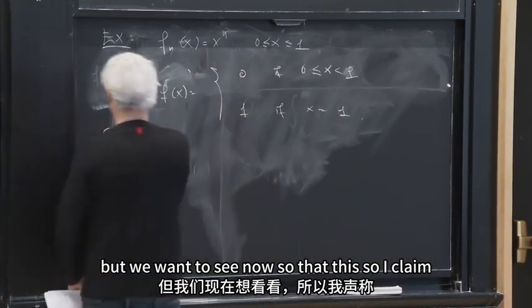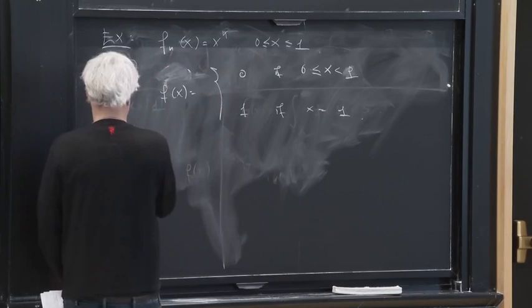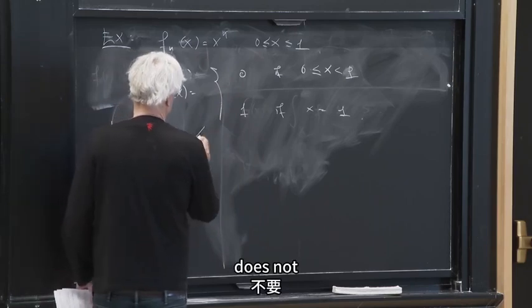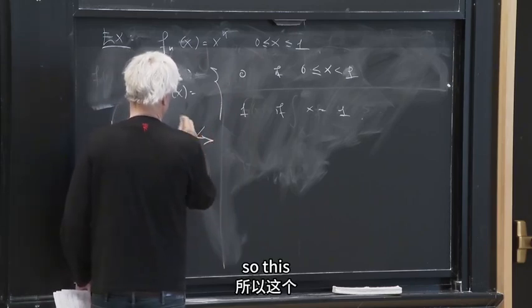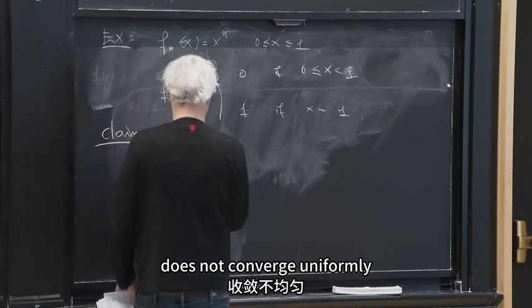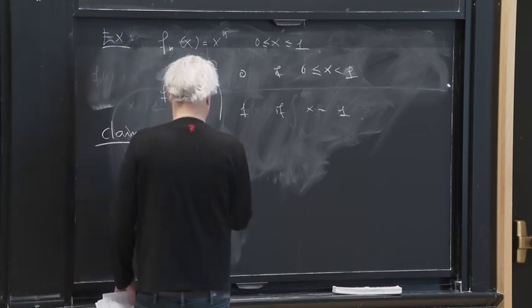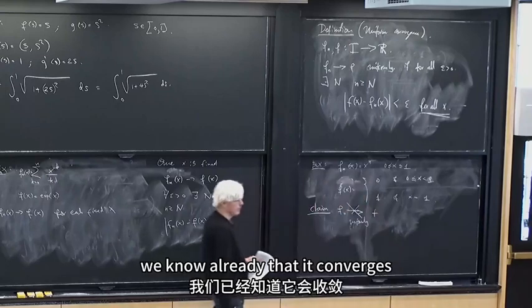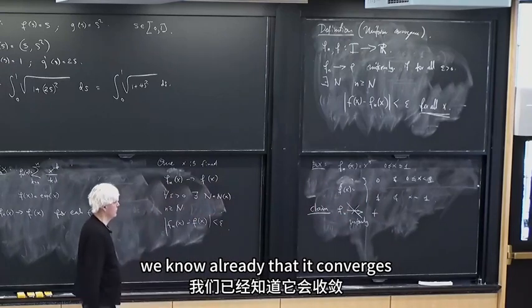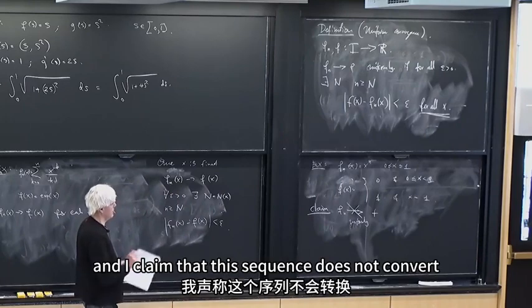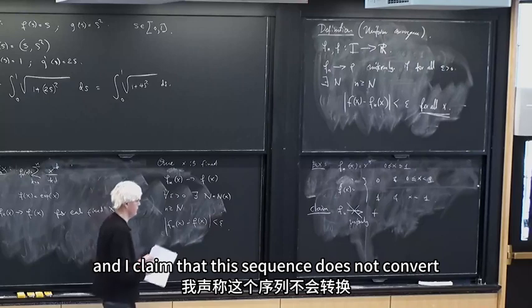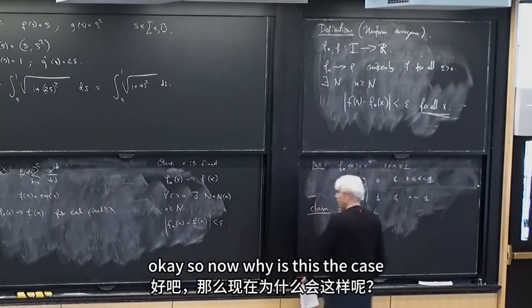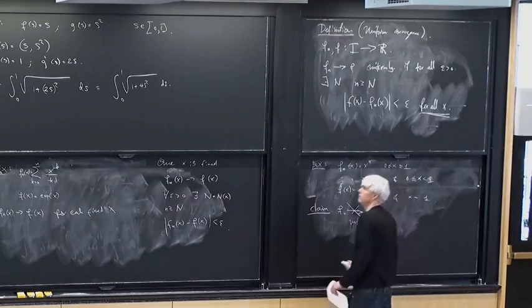But I claim that Fn does not converge uniformly to f. We know already that it converges pointwise, and I claim that the sequence does not converge uniformly. Okay, so now why is this the case?